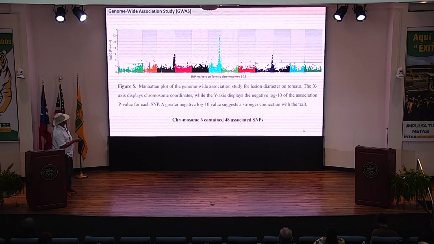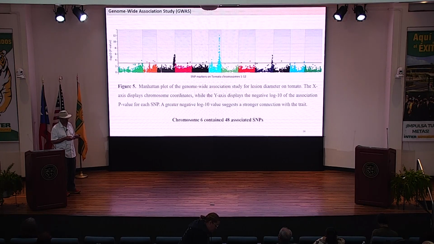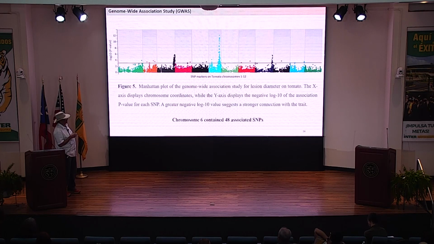Like here, different colors are different chromosomes, and these dots are single nucleotide polymorphisms. That is, nucleotides that are different. Say we all have ATGC. The DNA has ATGCs, the bases. A single nucleotide polymorphism is at a given position on the chromosome, where these two parent cultivars differ. Some will have the capital A kind, some of them will have the small a kind.